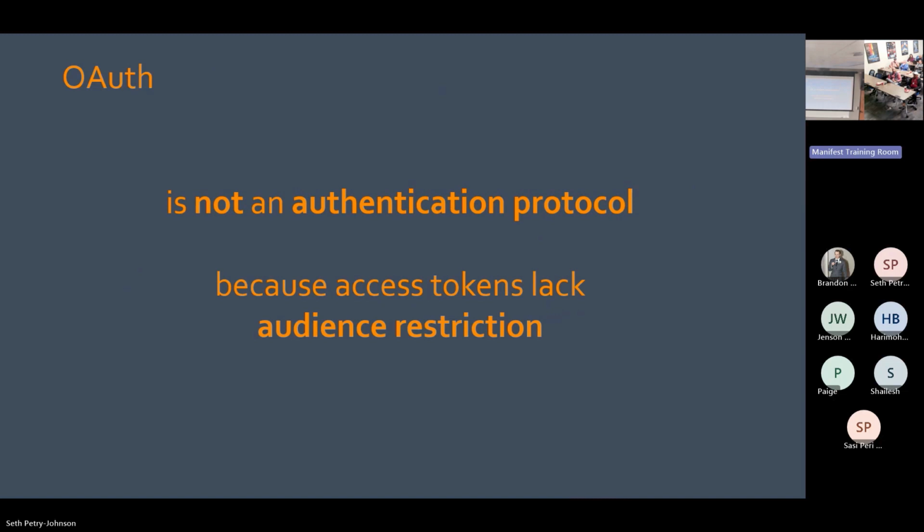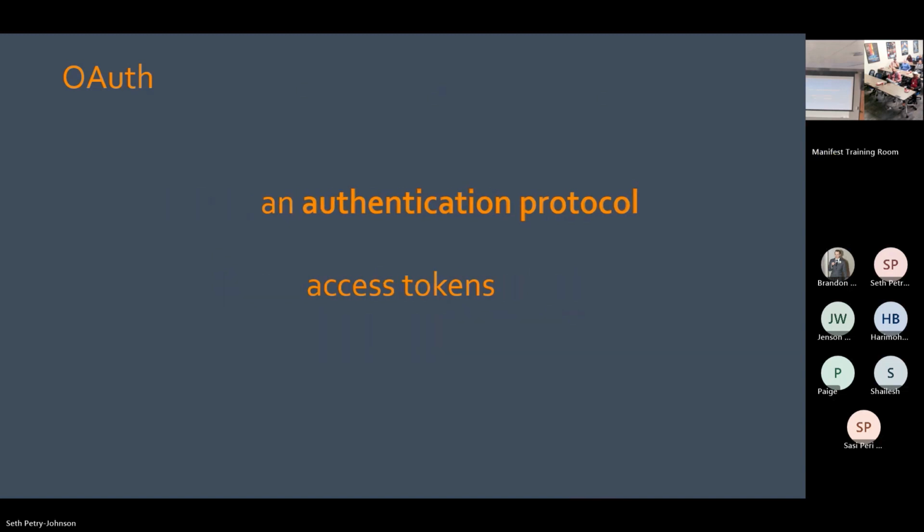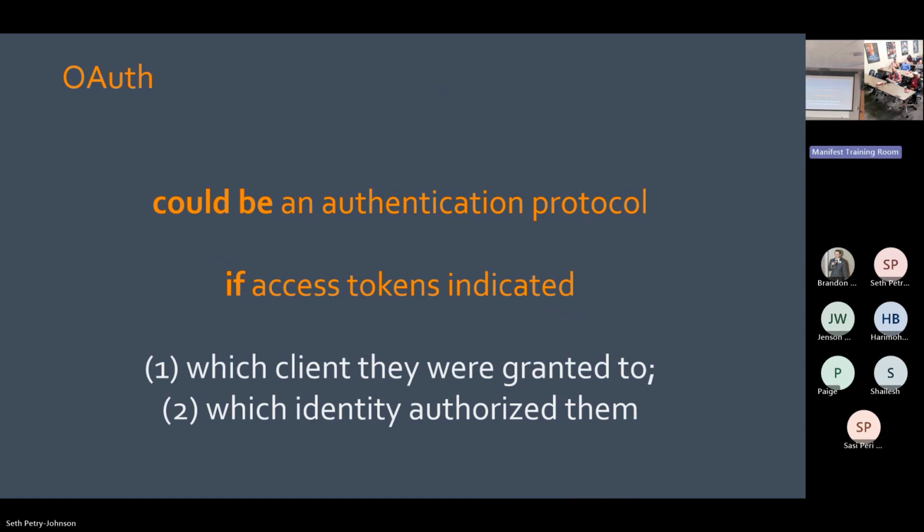This happens because OAuth access tokens do not have audience restriction. It's a problem of bearer tokens in general. Super Secret Stuff had no way to know the token they were given wasn't really for them. To solve the problem, OAuth access tokens would need to include additional stuff. They would need to indicate which client they've been given to and what identity had authorized them.